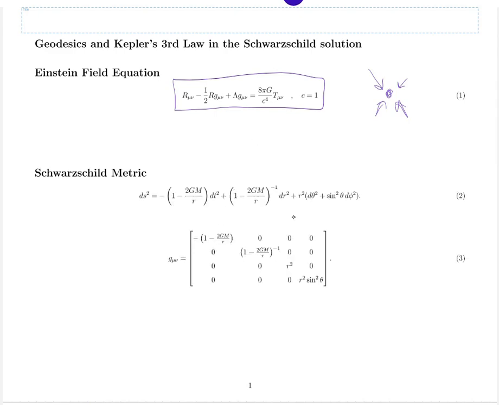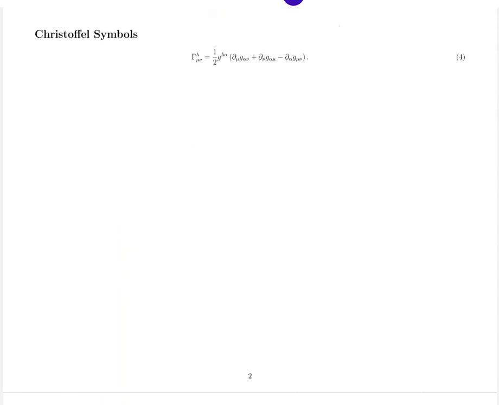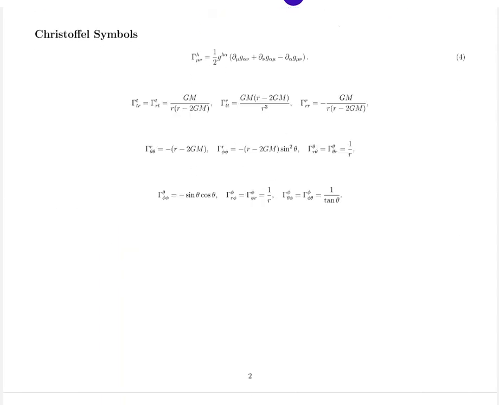Setting z equal to 1, the Schwarzschild solution is this, and the Schwarzschild metric is this, where ds describes how distances between points are calculated on a curved manifold. The Christoffel symbols that describe the curvature are calculated using this equation, and the non-zero Christoffel symbols are these.